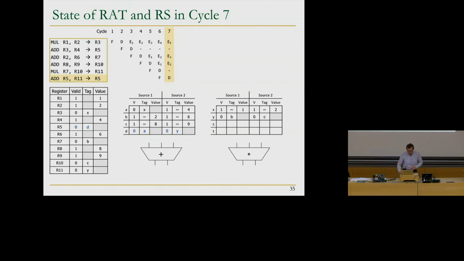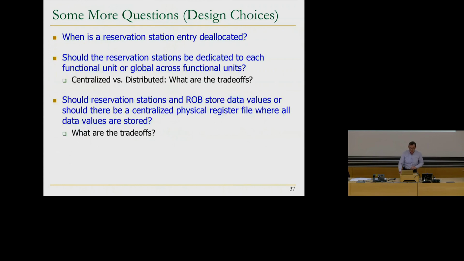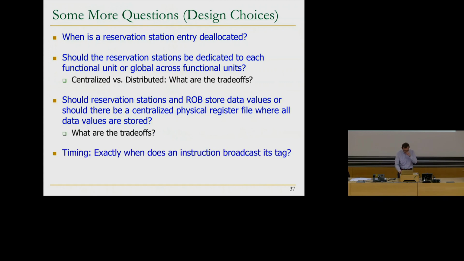So people have found out that you could actually reduce the storage that you have by not storing the values over there, but storing them in a physical register file that's separate, and using the ID of that physical register as the tag of the instruction. Basically now, whenever you're renaming a register, you don't rename it to the reservation station entry, but you rename it to the physical register entry. I'll quickly get to that later on, and there are trade-offs associated with it.